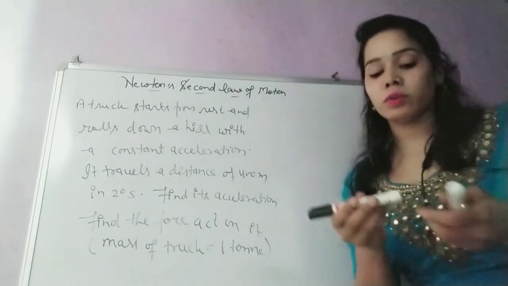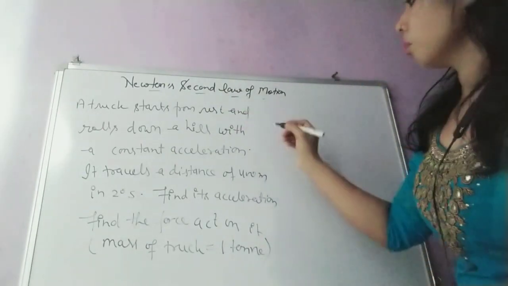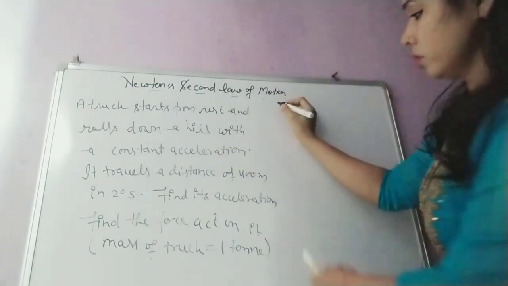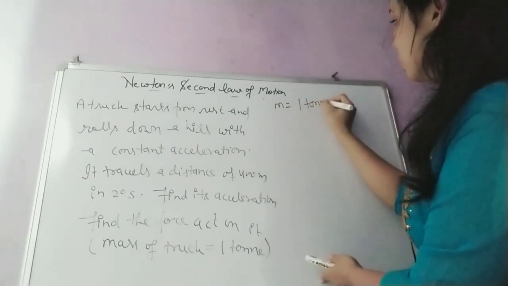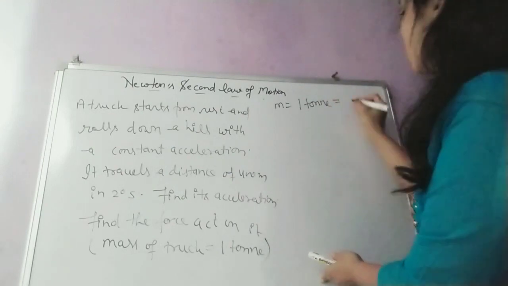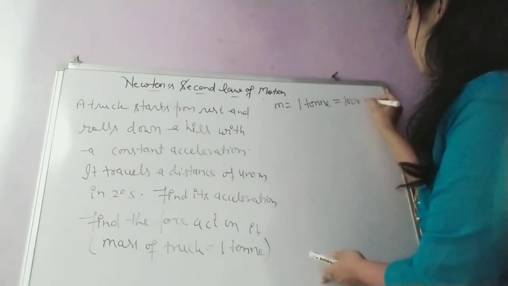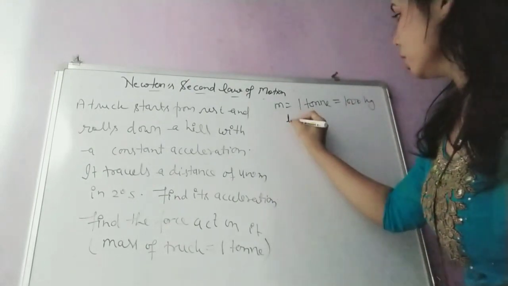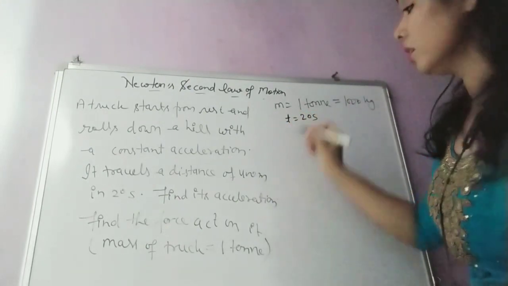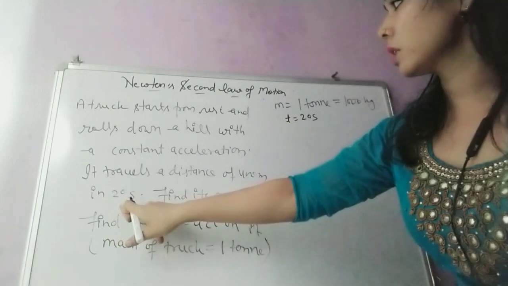So how will you solve this? What is given in the question? Mass equals 1 ton, that is equal to 1000 kg. And time t equals 20 seconds.